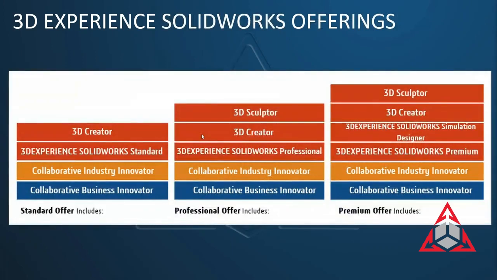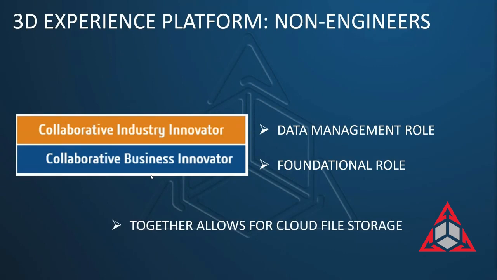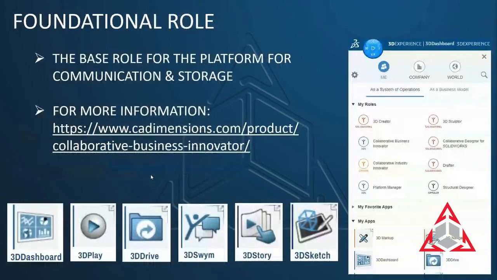So again, here's the offering. We're going to talk about those two bottom boxes across the board here, the orange one and the blue one. Instead of using some of the terms they have here, I call the blue one the foundational role, and the orange one the data management role. That's the terminology I'm using today. Together they allow you to have the cloud file storage, essentially, is what's going on there.